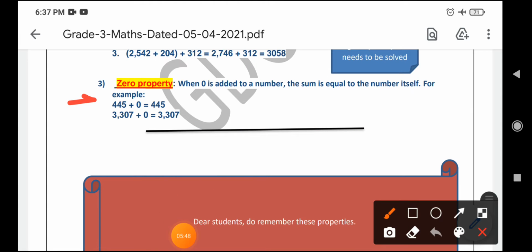We have an example here. 445 plus 0 is 445, the number itself. And the number 3307 plus 0 is the number itself.